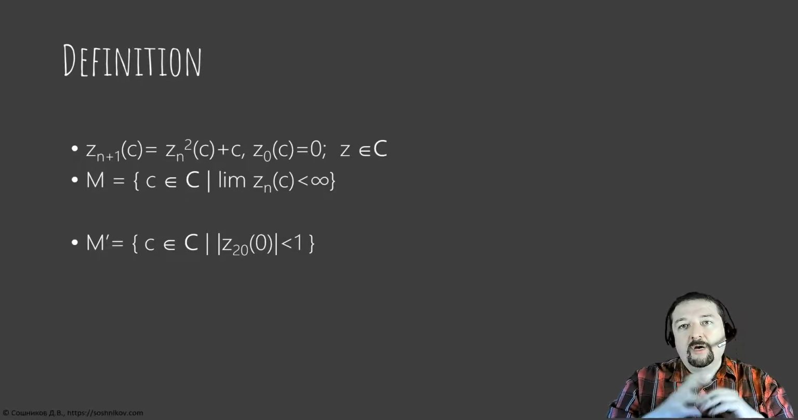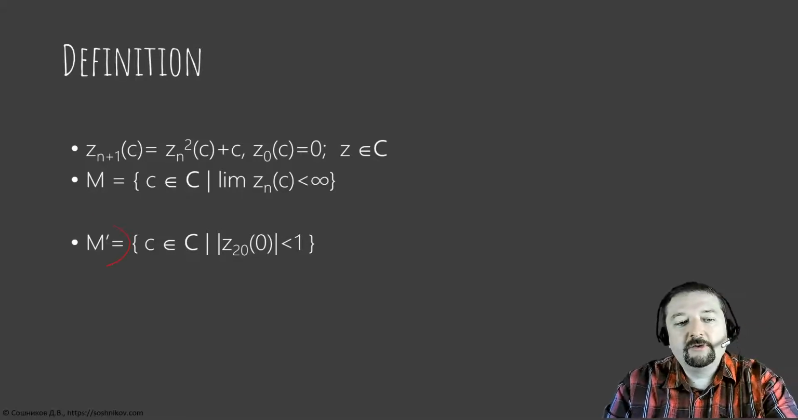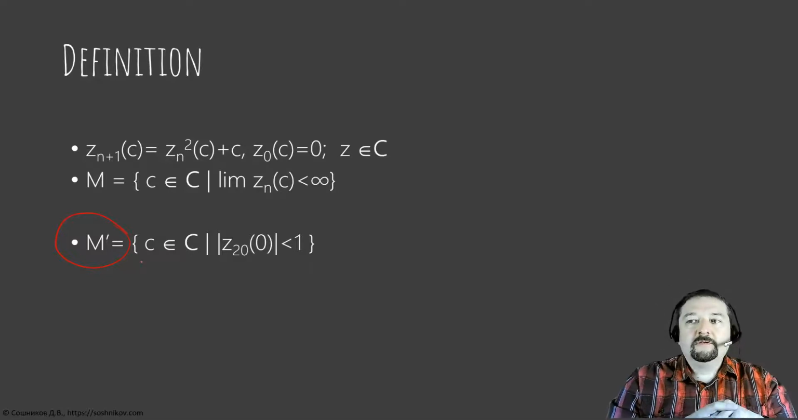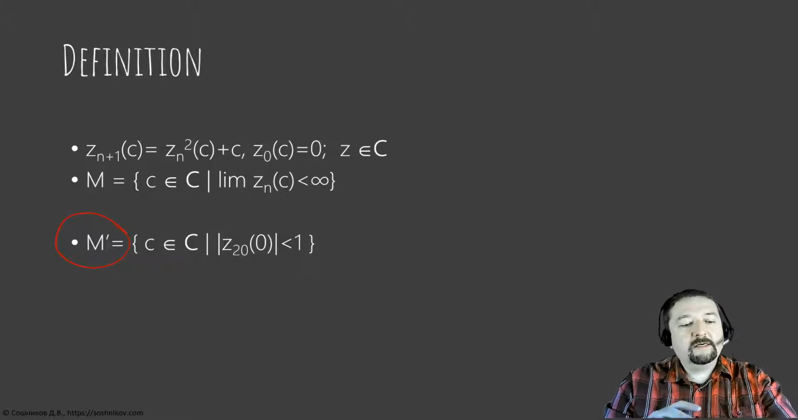Let's say less than 1. So bound inside 1. So that would be my set, which is very similar to Mandelbrot, and this is the set I will plot. It is not exactly the Mandelbrot set, but very close. So let's see how we can do that.